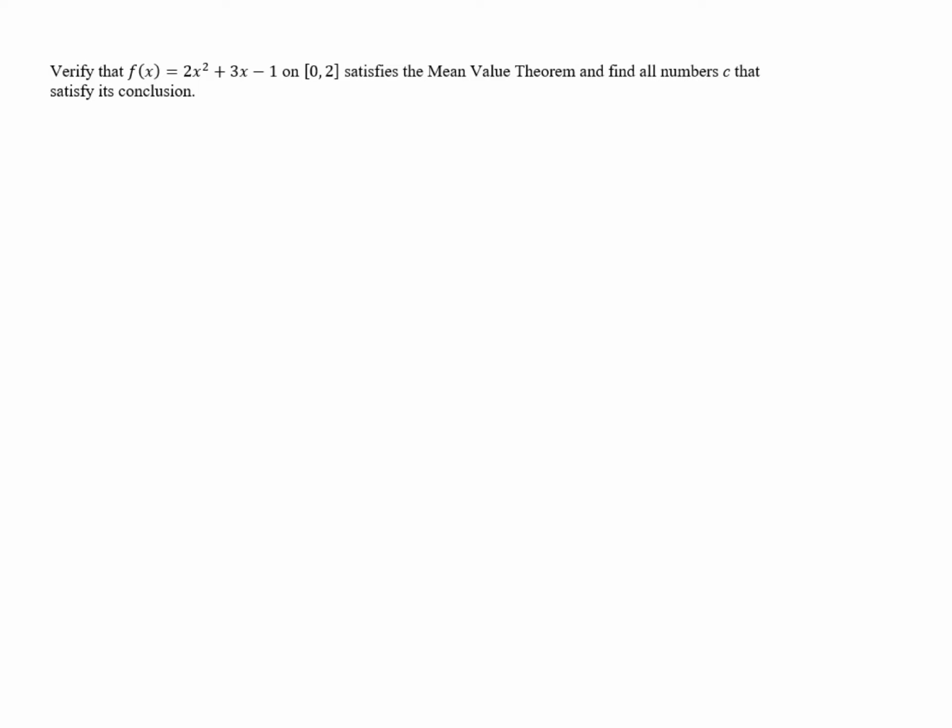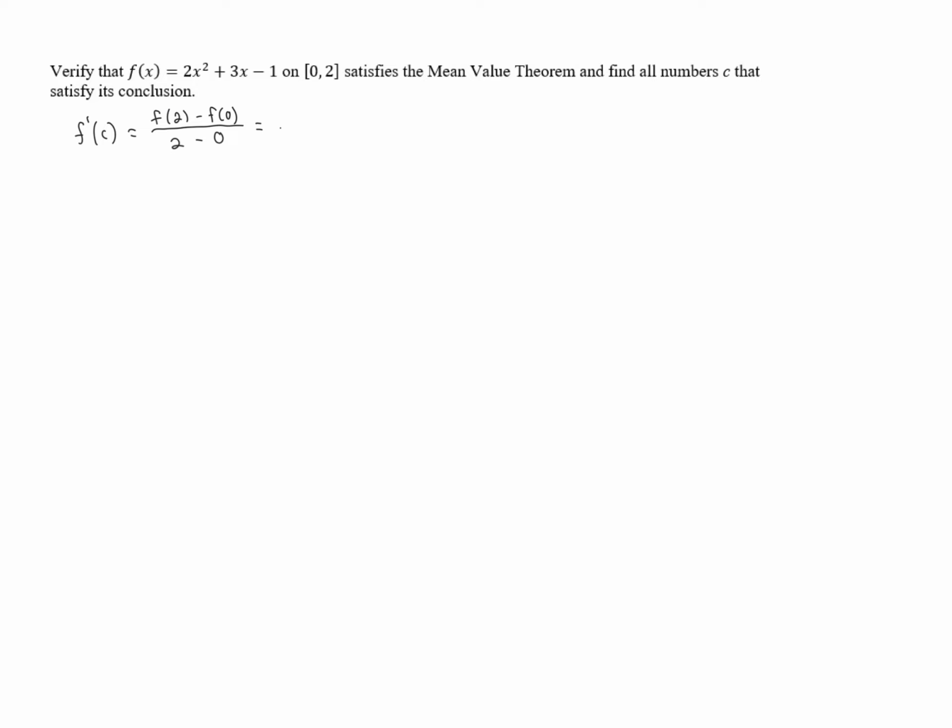So what we need to do is find all numbers c in that interval that satisfy its conclusion. So we need to find values of c such that f prime of c is equal to f of 2 minus f of 0 over 2 minus 0. First of all, we can do this either way. We can do the derivative first, or we can calculate the right-hand side first. Let's calculate the right-hand side.